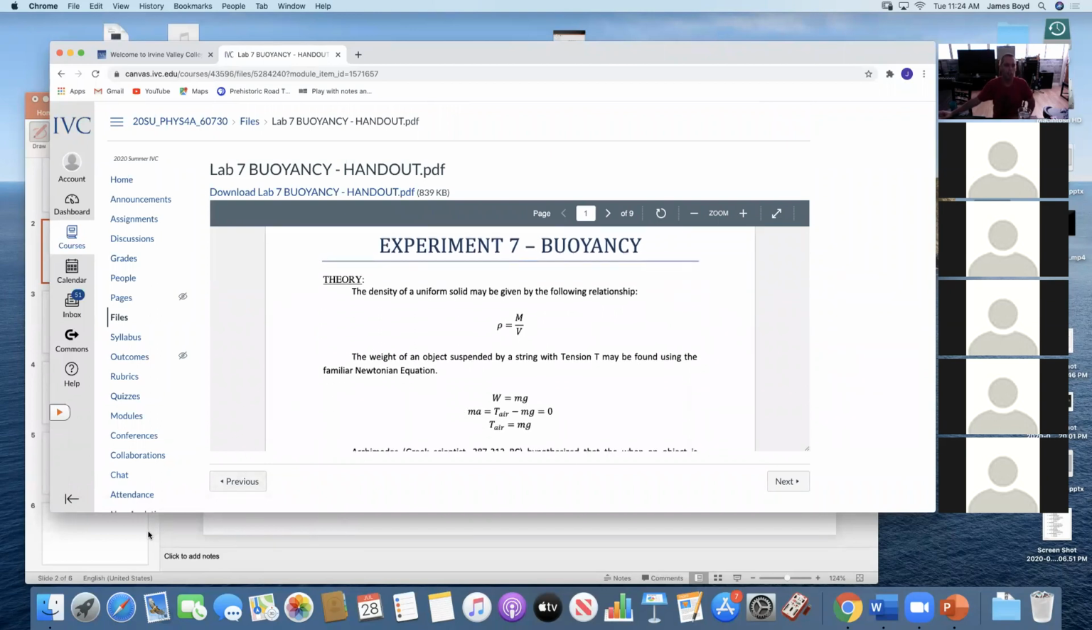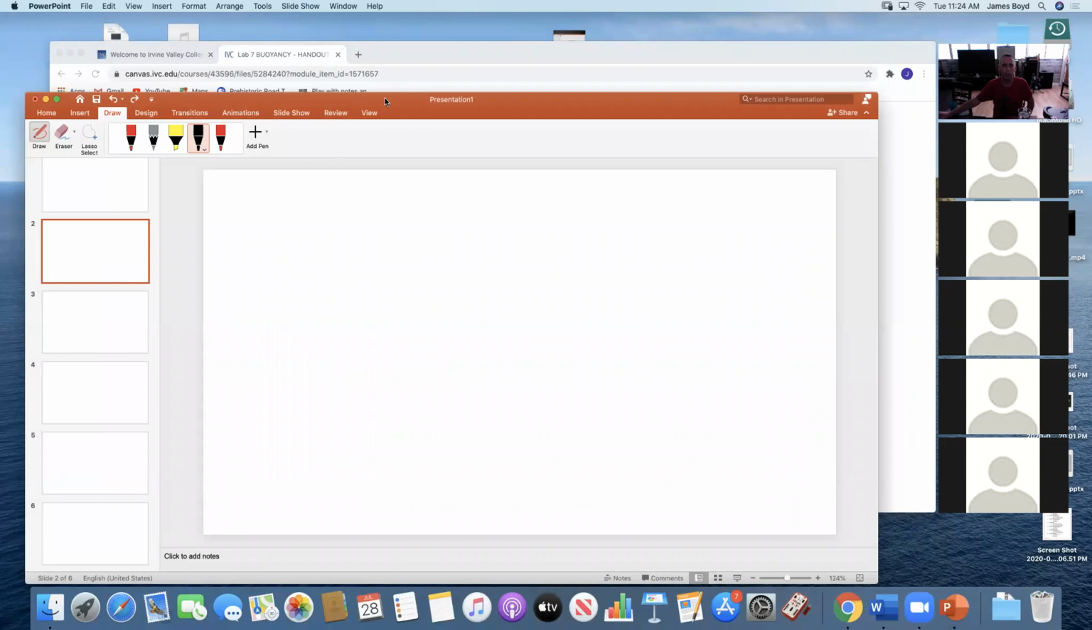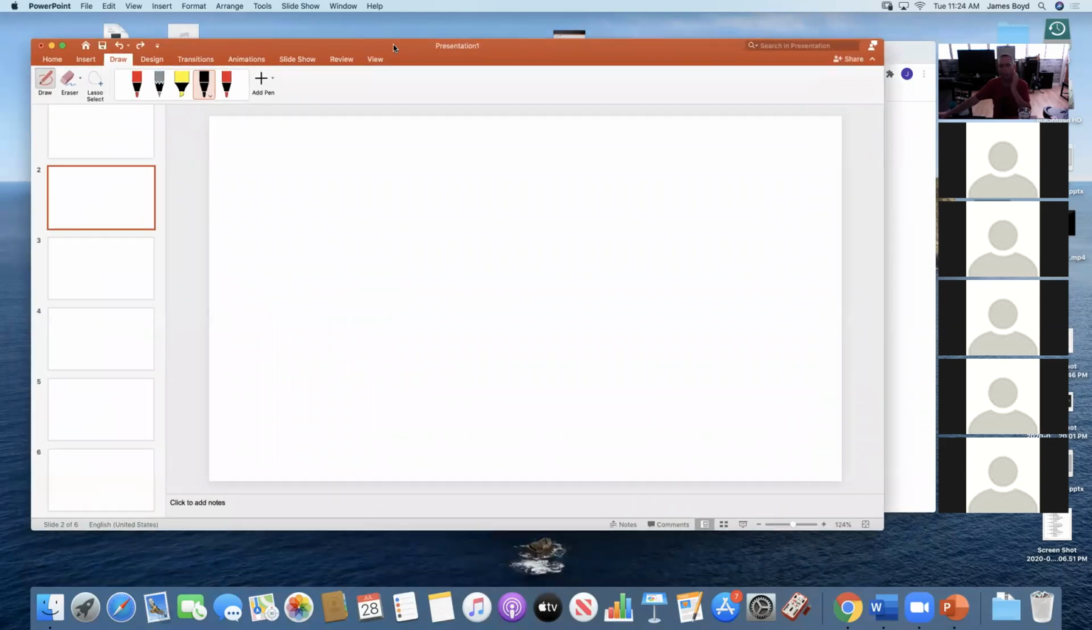I'm going to go to, you should be able to see my laptop, and then I'll switch back to my screen when I'm actually doing stuff. But the idea behind buoyancy is actually attributed to Archimedes. And essentially what we're trying to discover is, if an object is suspended below some water, so let's say we have a sphere.